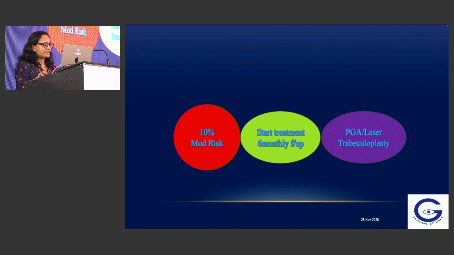So here again it is a moderate risk, but since the pressures are around 30, and there is a strong chance of vascular occlusion if the pressure goes high, because of that reason, I personally prefer to start treatment in case pressure is more than 26 or 27. So here the treatment options are topical medication. I prefer prostaglandin analog because of the compliance and single nighttime application. You can even consider laser trabeculoplasty.